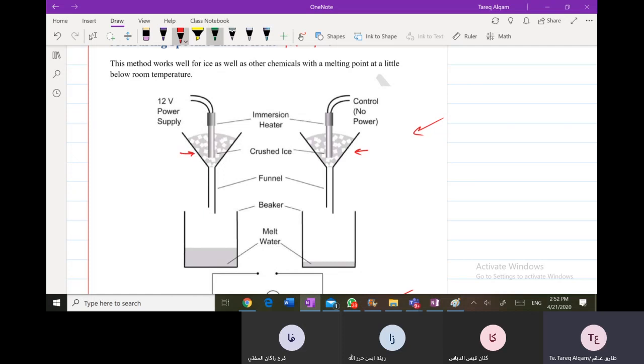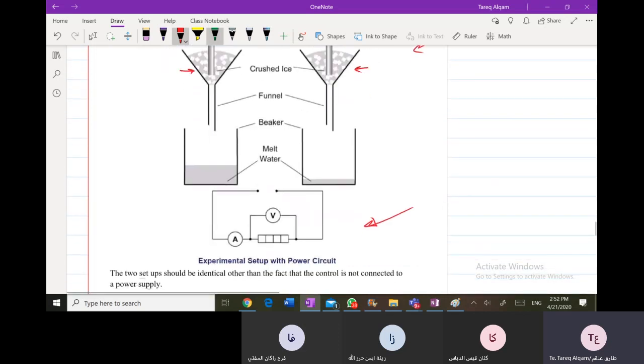Two funnels like this. I placed an immersion heater in these two funnels, in the crushed ice. Below the funnels, I have used a beaker to collect water. This is the electrical circuit that we will use. And guys, you might be asked to set up an experiment to measure the specific latent heat, showing the electrical circuit that will be used. And you have to show that.